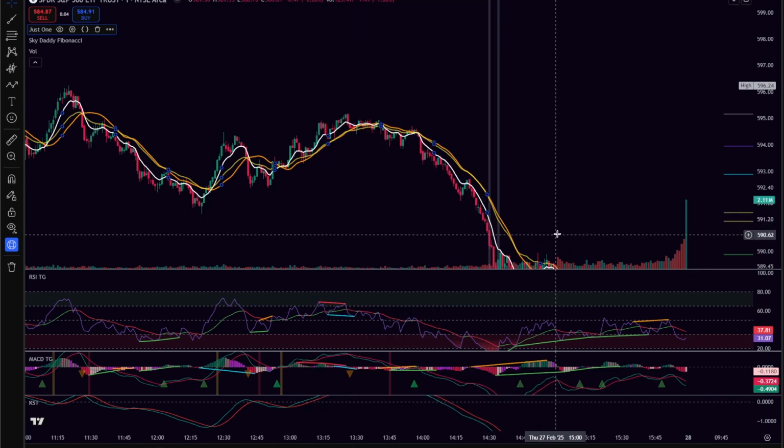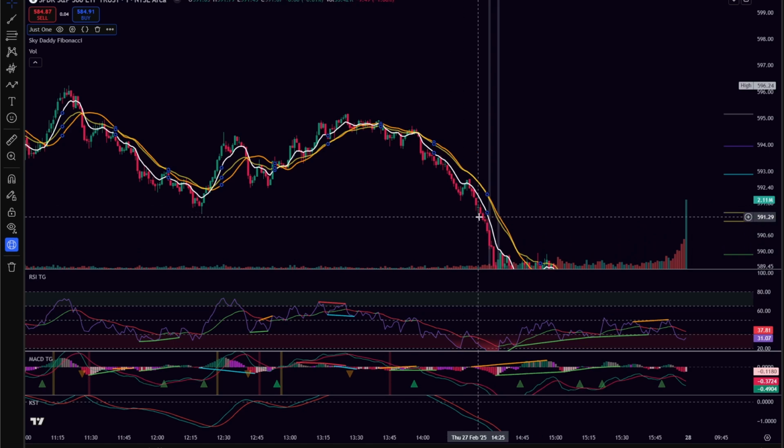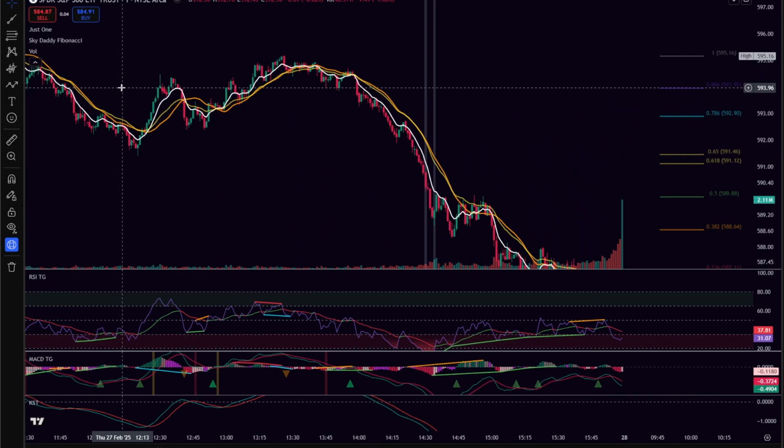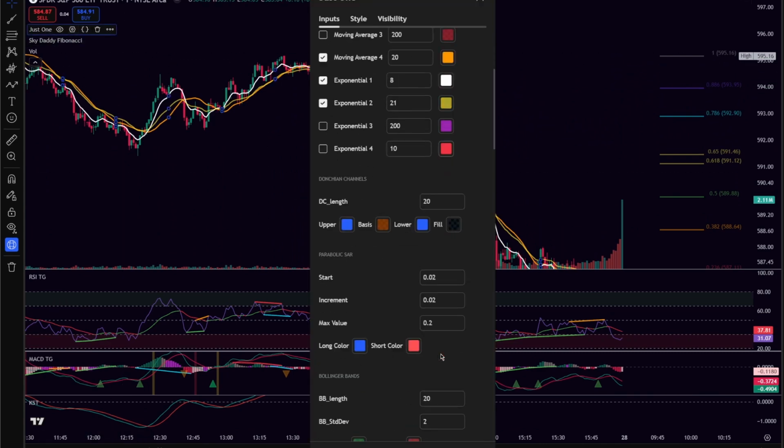Yeah, I would definitely recommend using the one indicator to rule them all. You at least have a little bit going on here. I hate that this is still up.